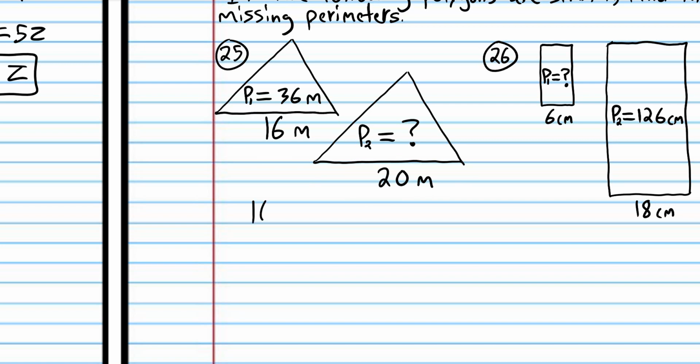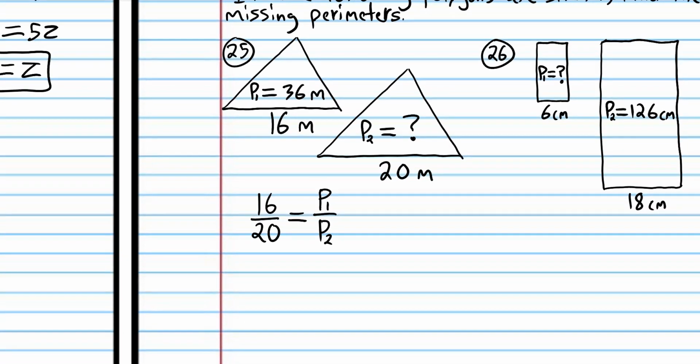So I know that the ratio of corresponding sides is 16 over 20, or I can write 20 over 16. It doesn't matter, as long as the other ratio is in the same order. So I did the small number over the bigger number, so I'm going to write the small perimeter over the big perimeter. That's what the theorem says. You find the ratio of corresponding sides, 16 over 20, and that ratio must be equal to the ratio of the perimeters.